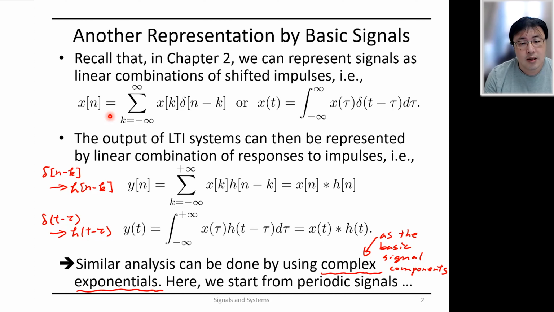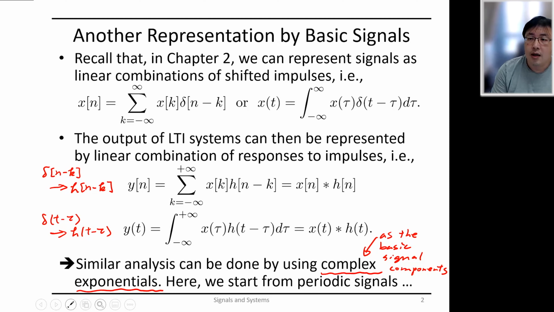Now, in this chapter, instead of using these delta functions, these shifted impulses, as the basic signal components for representing these input signals, we instead want to look at the use of complex exponentials as the basic signal components. So we want to look at signals that can be represented using these complex exponentials as the basic signal components.